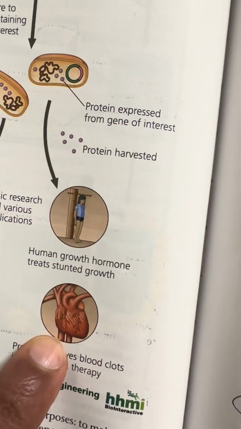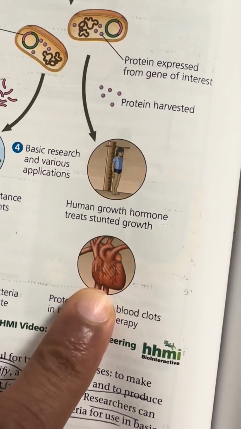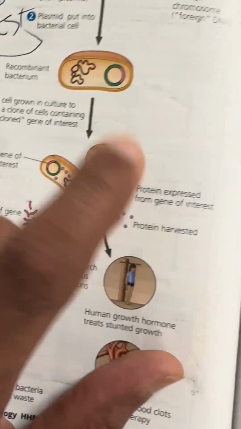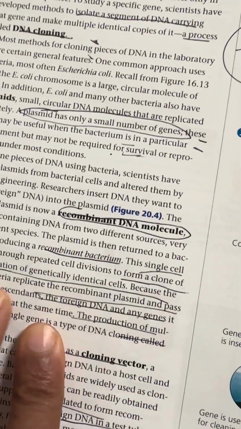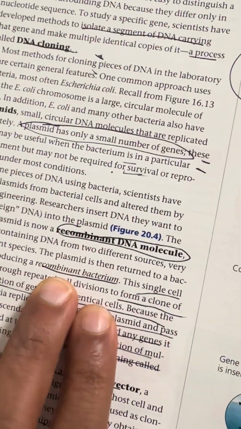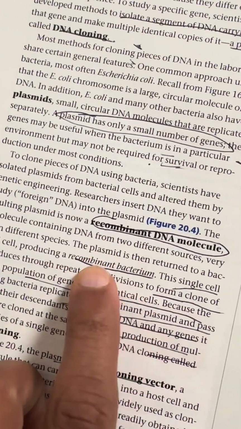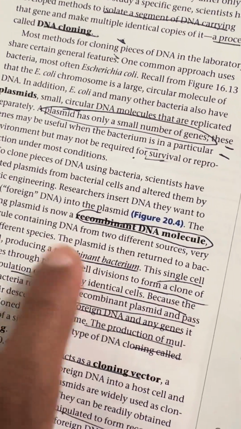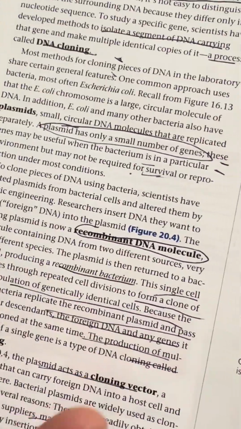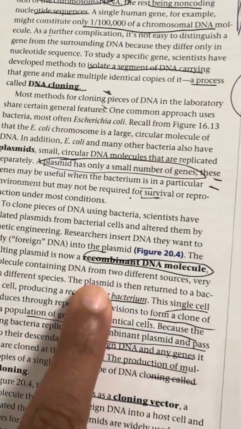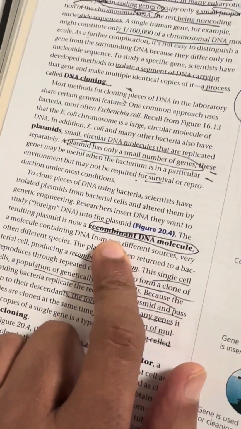Or they make a special protein to help dissolve blood clots, like TPA, which is a blood clot dissolving protein. Okay, anyway, these are called recombinant bacteria. Recombinant is an important term. This whole thing is called recombinant DNA. So whenever you have DNA that's mixed, it's called recombinant. Either the bacteria is recombinant or the DNA is recombinant.